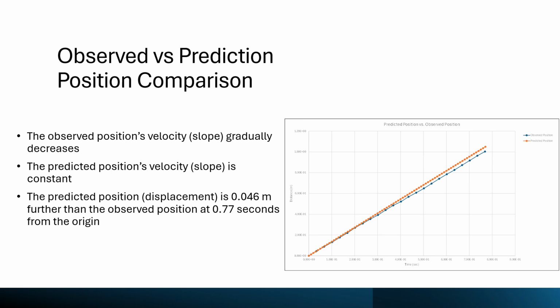The observed position velocity gradually decreased because in that system, again, there is a little bit of force of friction, although negligible, it still acts on the object, while the predicted position velocity is constant, so it's a little bit higher at the end. Its displacement is 0.046 meters further than the observed position at 0.77 seconds from the origin. So that just shows that in our predicted position velocity, there was no force of friction. It was a constant velocity and it got a higher value, which was to be expected.